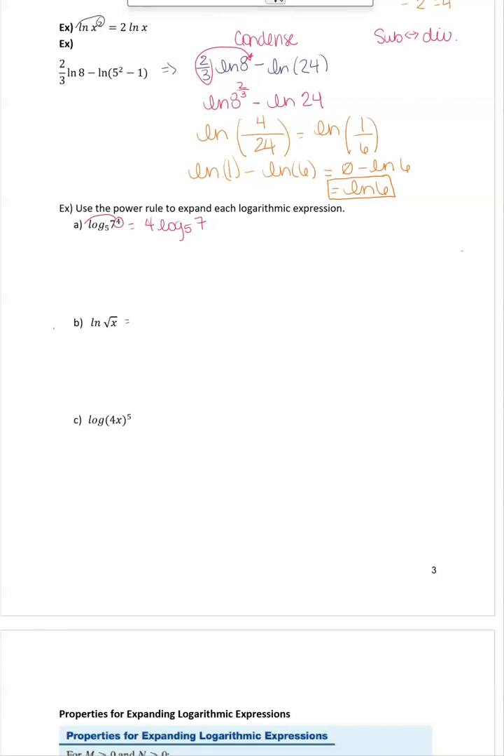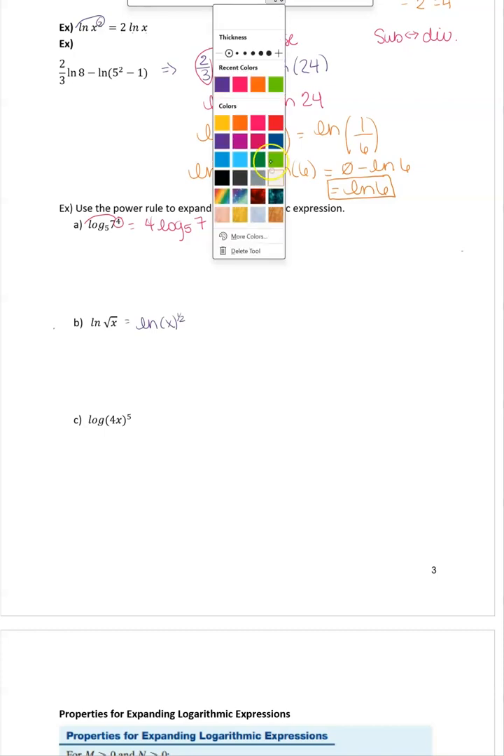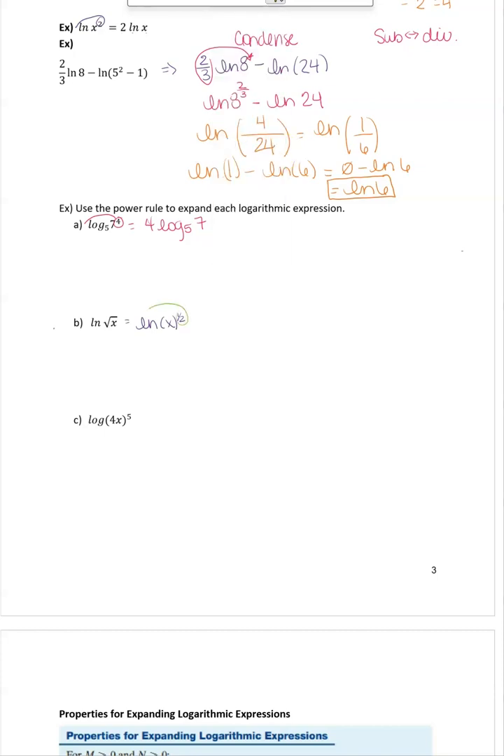This is going to be, first, before we can do anything, we have to rewrite this, just like I showed you earlier, as this with the power. So this is going to be ln x to the 1/2. Now, we can lasso this and bring it to the front. So it's going to be 1/2 ln x.